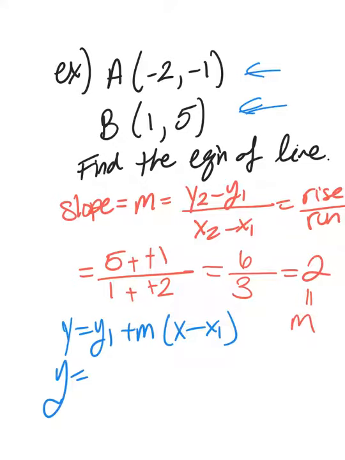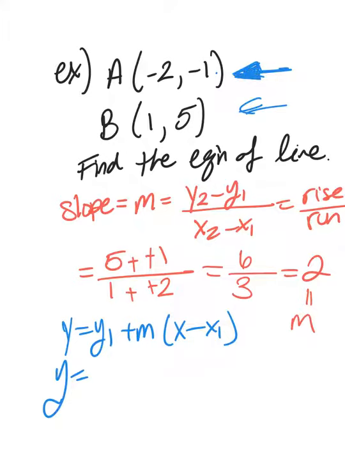It does not matter which is your y1. If negative 1 is your y1, then the negative 2 is your x1. If 5 is your y1, then 1 is your x1. Got it? You can pick any point.